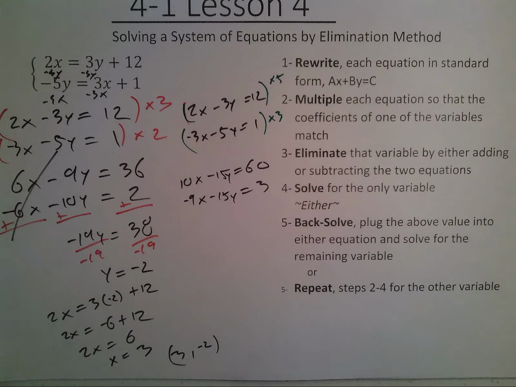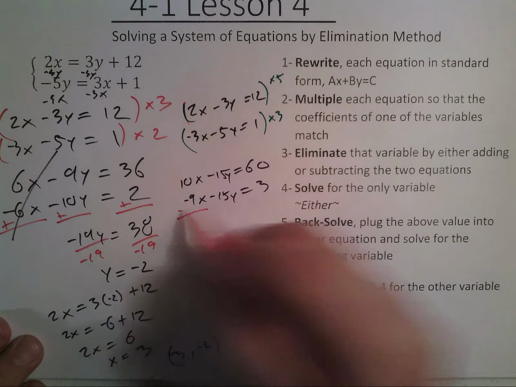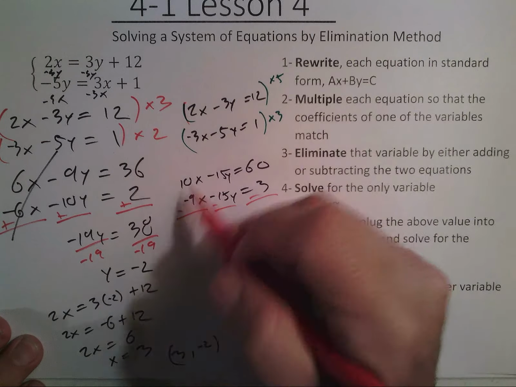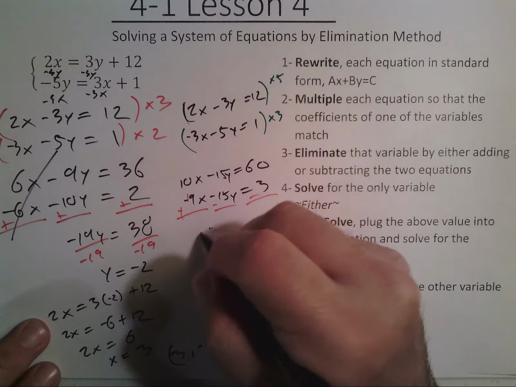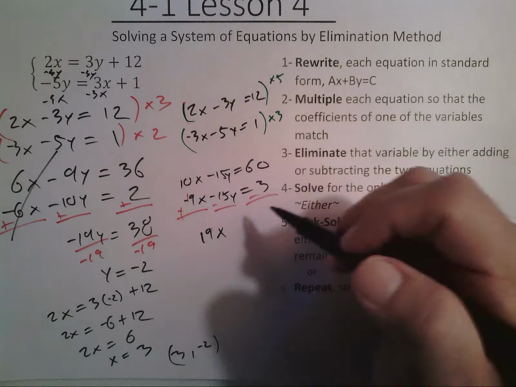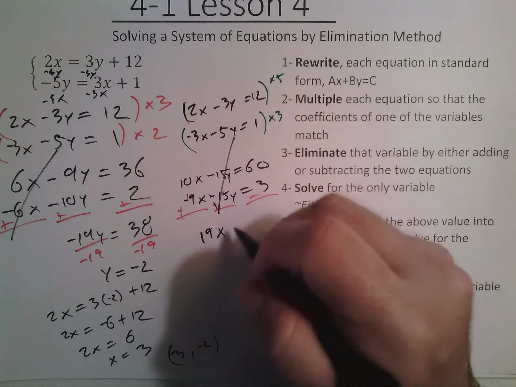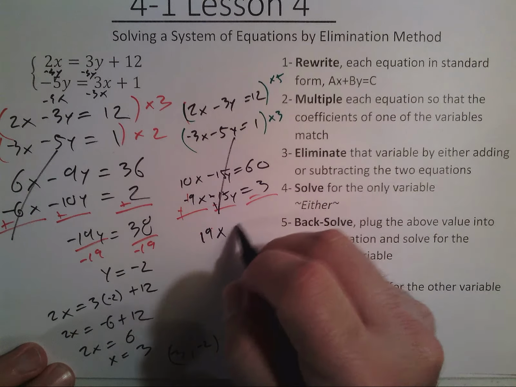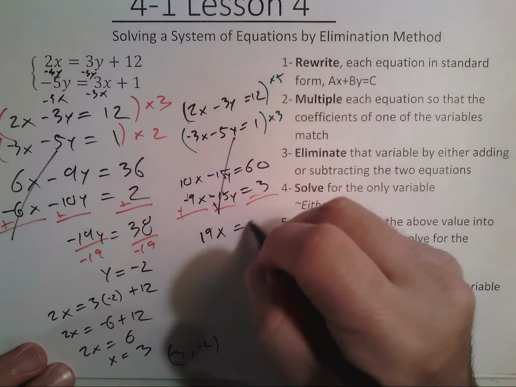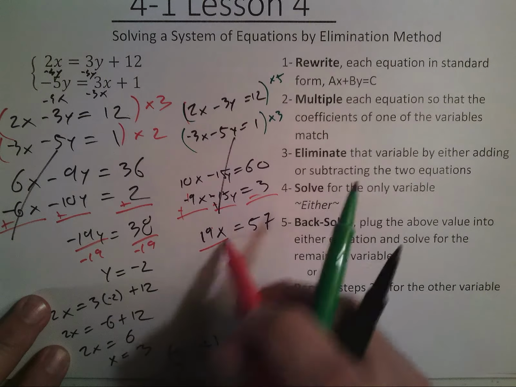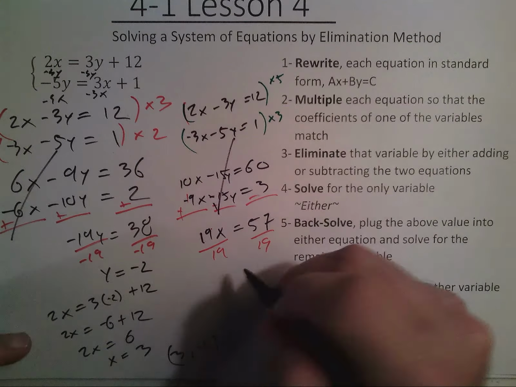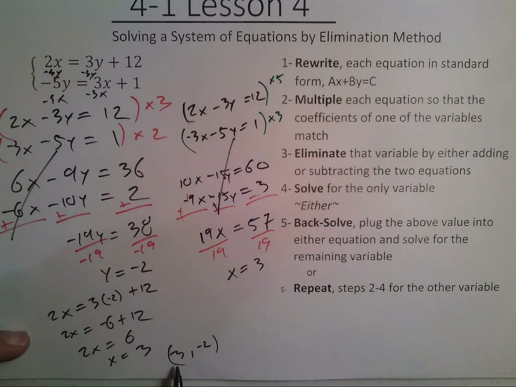Now, they're both negative, so do I want to add them or subtract them? Well, I definitely want to subtract them because they're the same sign. So I'm going to get 10 minus negative 9, in other words, positive 19x. I'm going to get negative 15 minus negative 15, so those cancel. And I'm going to get 60 minus 3, which is 57. Divide both sides by 19, and I get x is equal to 3. But that's what we expected.